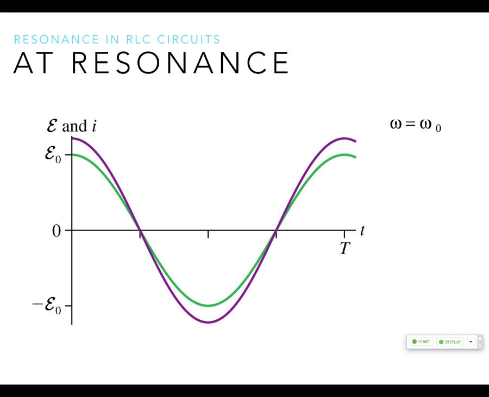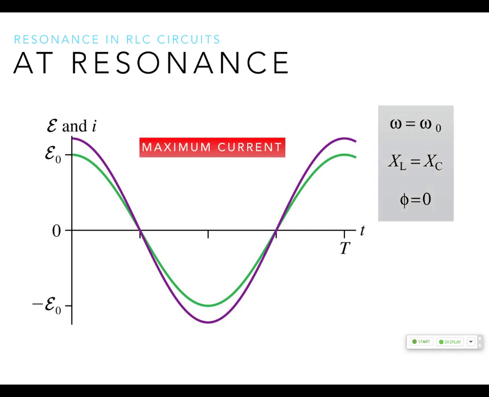Because your phase difference, if you want this angle to be 0, these have to give you 0, okay? So that means your X sub L and X sub C are equal. That means your phase is 0 and you're on resonance. This will give you your maximum current. It'll be a much larger current when you're at resonance, okay?